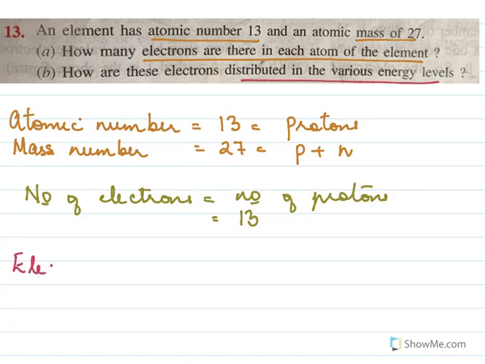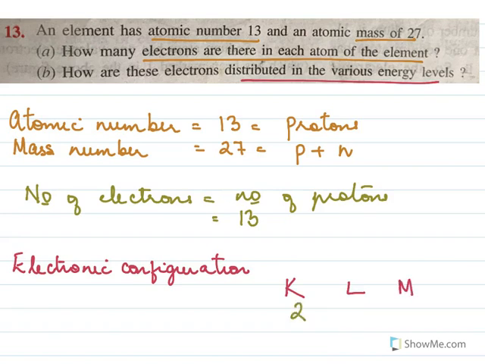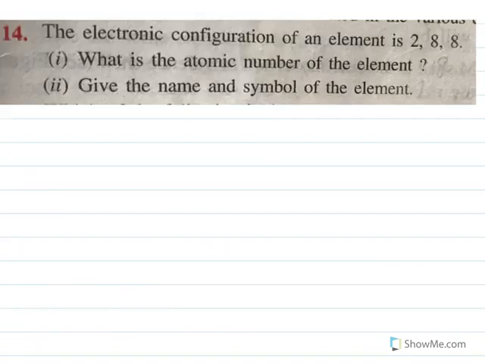How are the electrons distributed in the various energy levels? So let's do the electronic configuration. That is K, L, M. There are 13 of them to be distributed. So 2, 8, 3. So electronic configuration will be 2, 8, 3. Add up, you get 13.